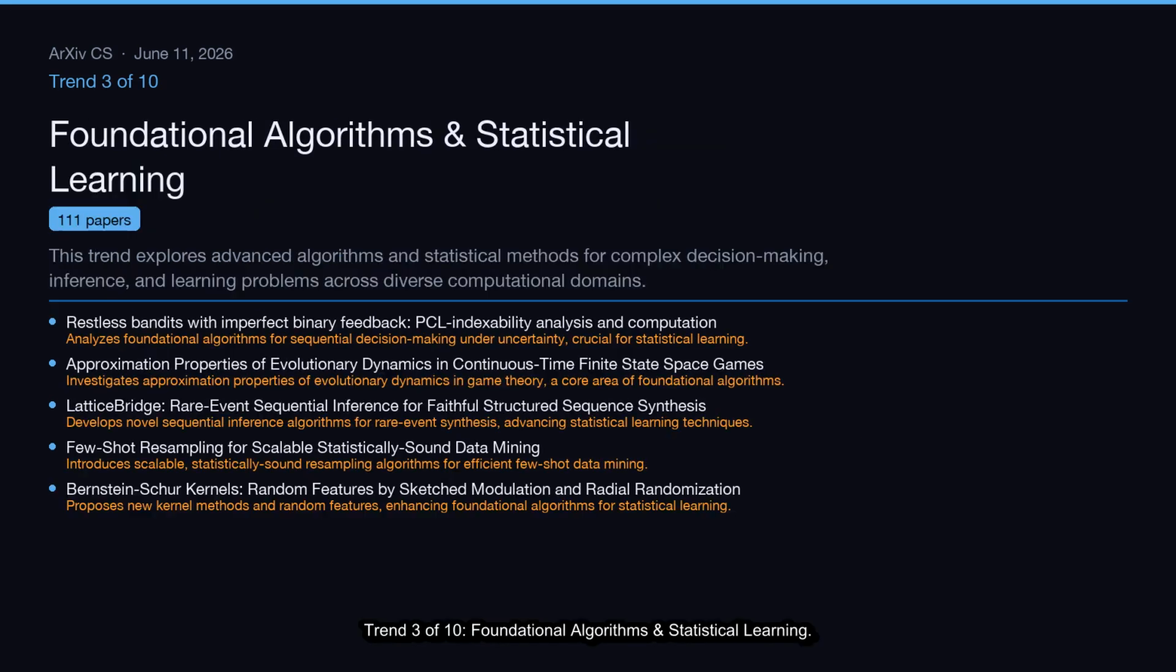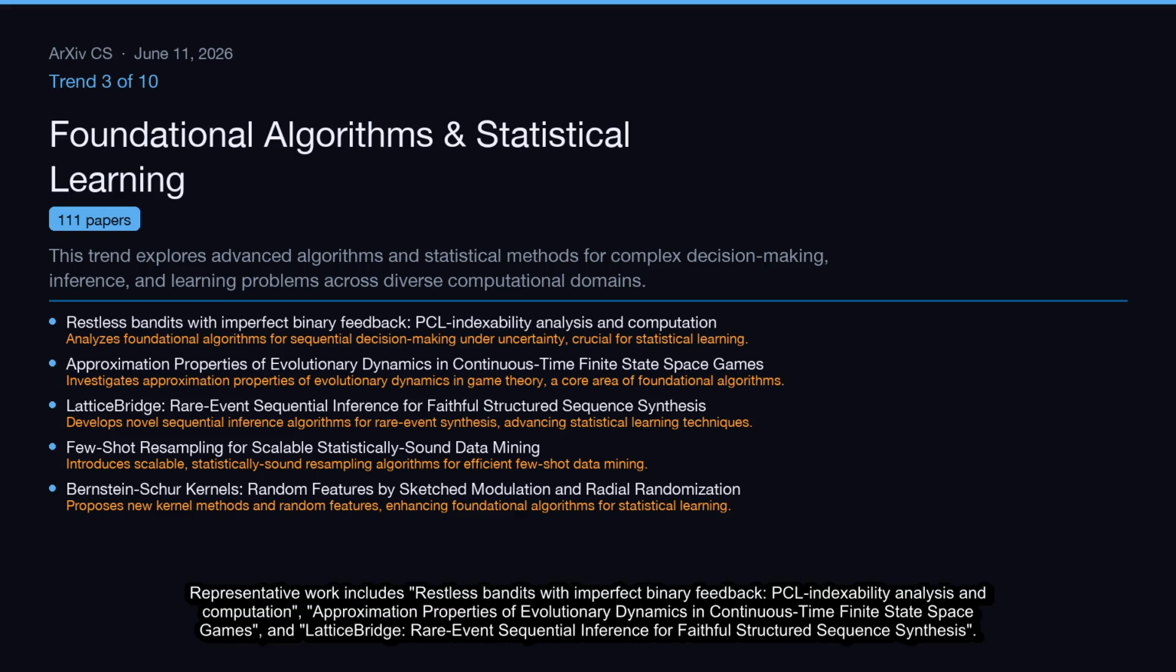Trend 3 of 10. Foundational algorithms and statistical learning. This trend explores advanced algorithms and statistical methods for complex decision-making, inference, and learning problems across diverse computational domains. This cluster covers 111 papers. Representative work includes restless bandits with imperfect binary feedback, PCL indexability analysis and computation, approximation properties of evolutionary dynamics in continuous time finite state space games, and lattice bridge, rare event sequential inference for faithful structured sequence synthesis.